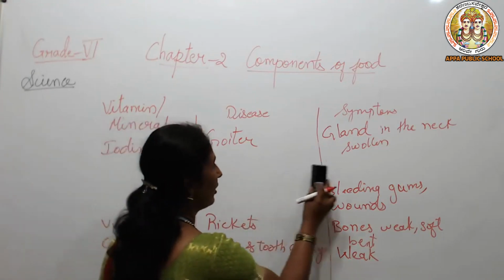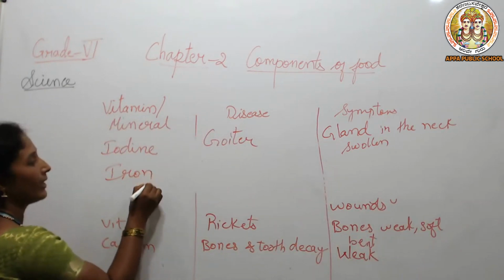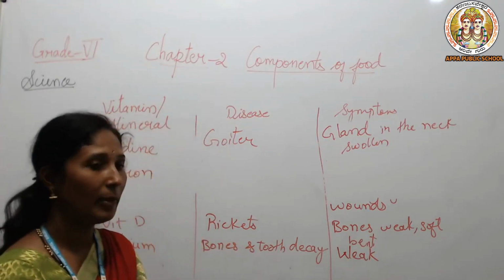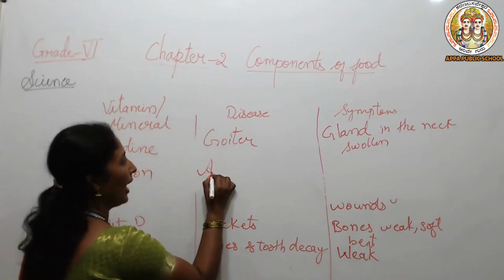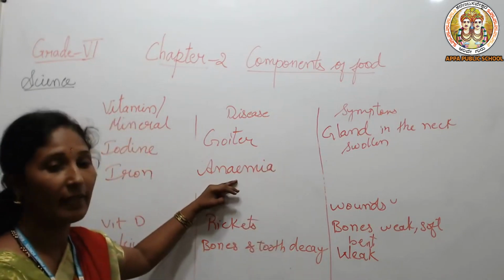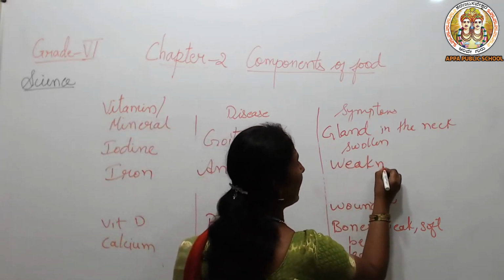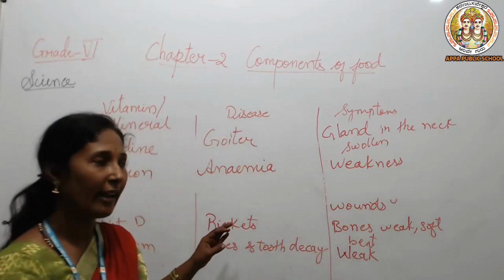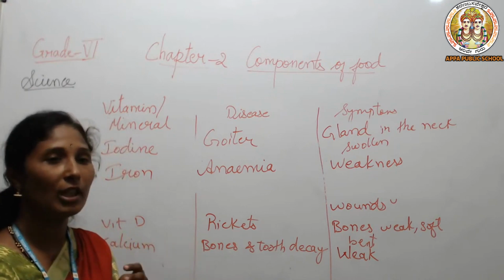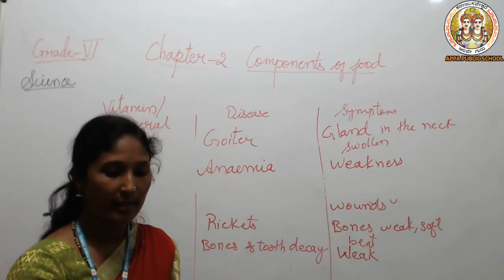Next one is iron. When iron is less, what happens? In our body, the blood content will be less. When the blood content is less, that disease is called anemia. When a person suffers from anemia, they become very weak. They do not get energy to do any work. They become very weak and thin. The blood becomes very low. So that person will suffer from the disease called anemia.